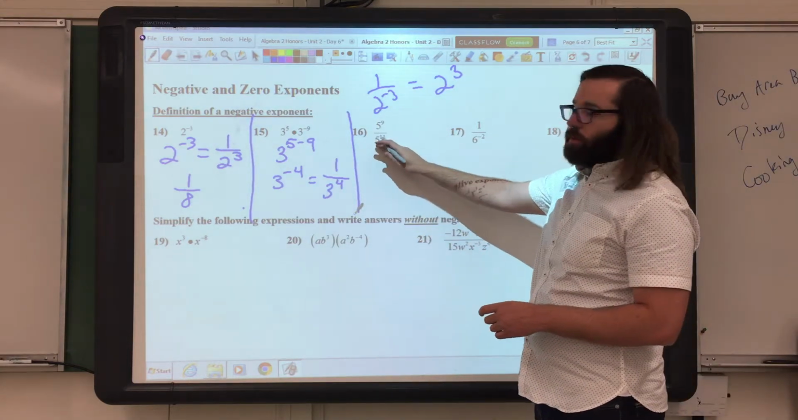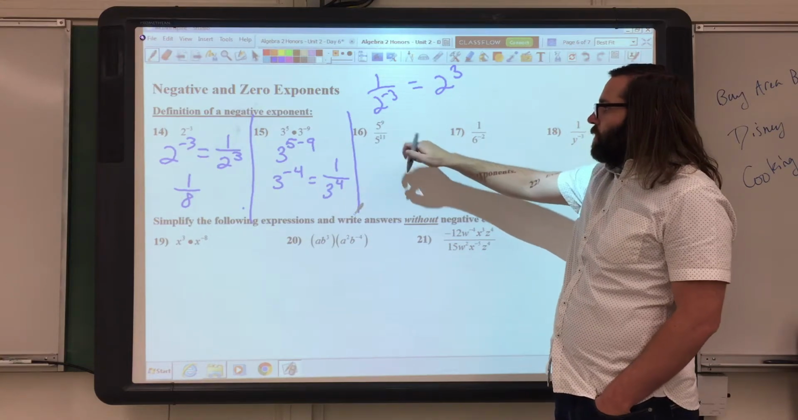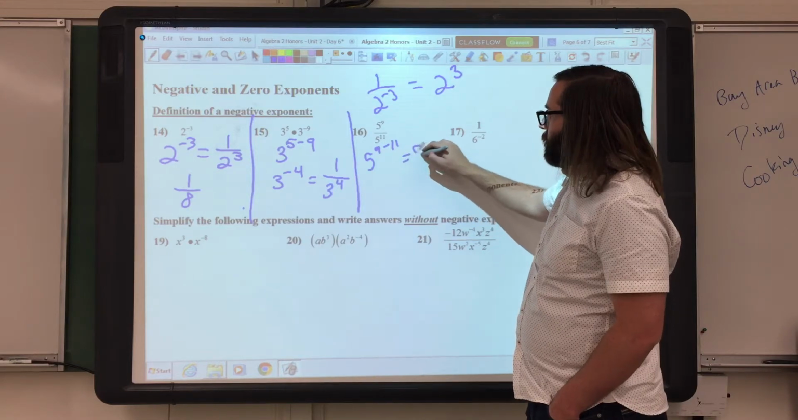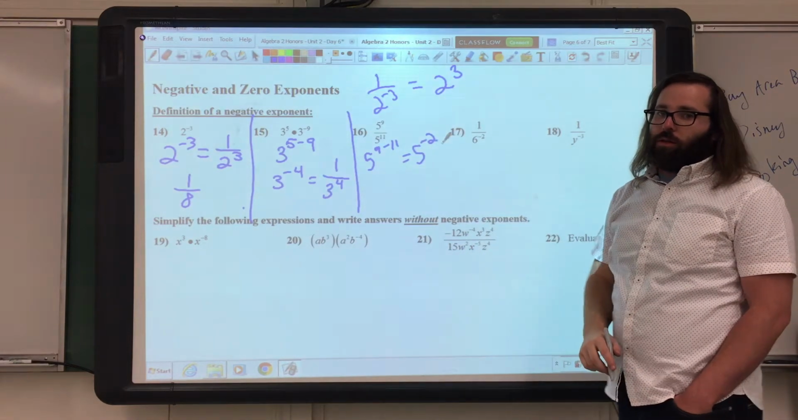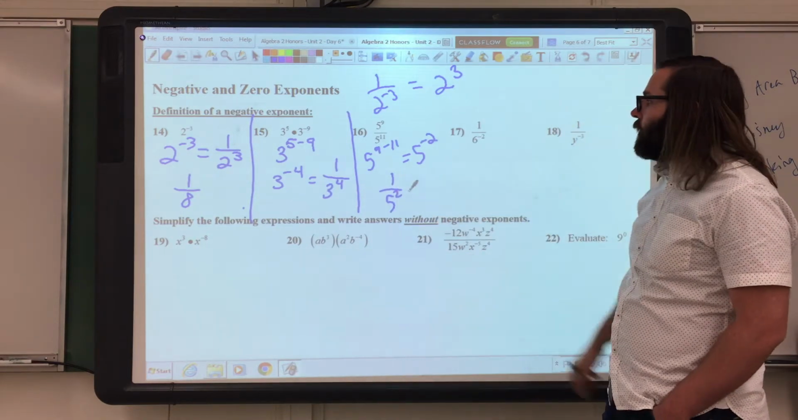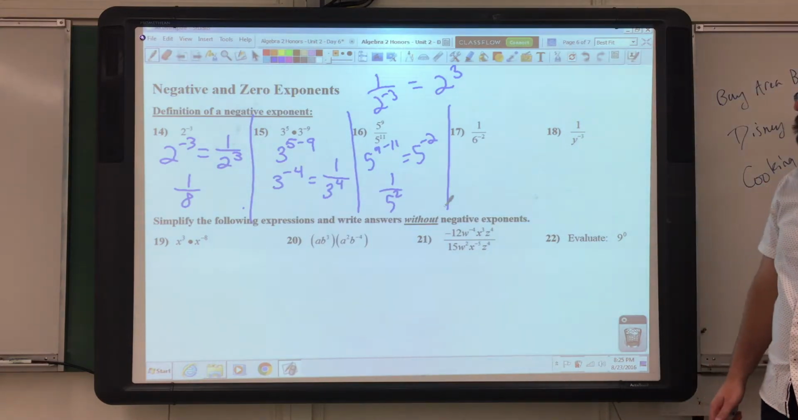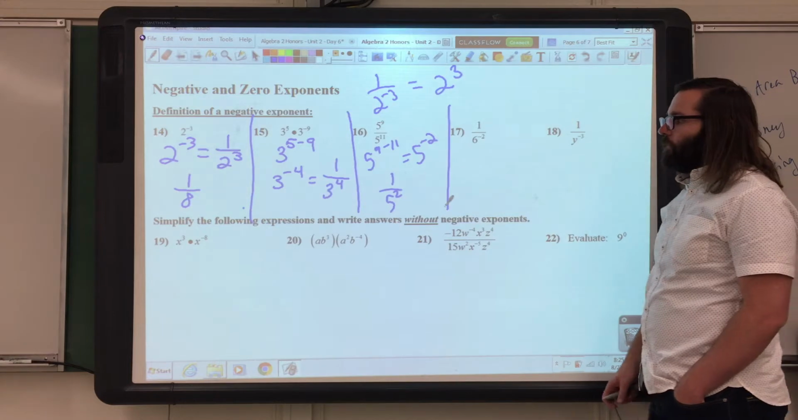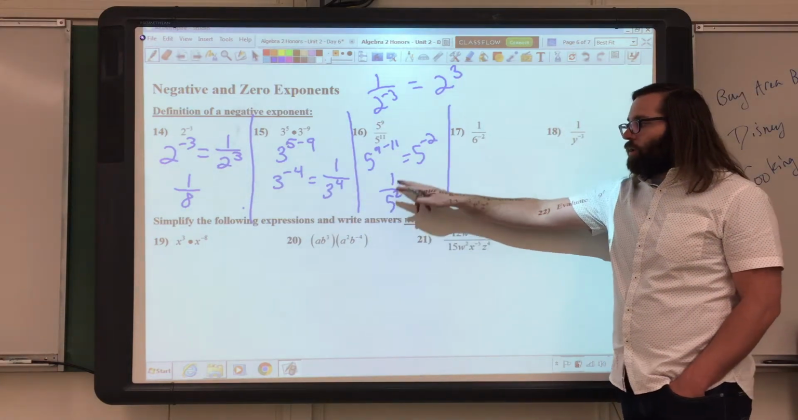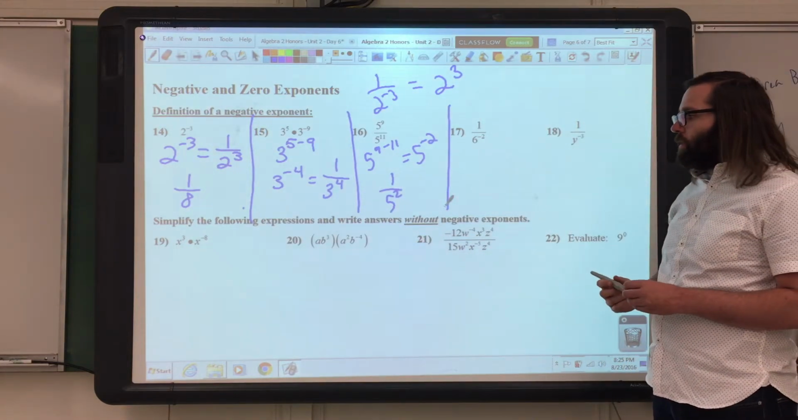If we have this one, just like our quotient rule, you do the top minus the bottom. So this is 5 to the 9th minus the 11th, which is 5 to the negative 2, or 1 over 5 squared. Now you'd want to actually simplify these, but right now, all that matters is that if you have a negative, you just go to the bottom, or you go to the top, you just flip your place.